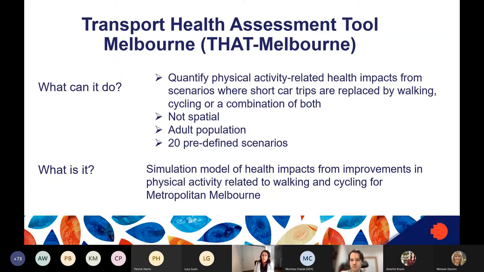We model the adult population, and we model 20 predefined scenarios that I will give more detail on later on. And this is a simulation model based on data that we have today and trends. We don't know exactly what's going to happen in the future. We know what's happening in the future from what we know today and trends for some of the input parameters.